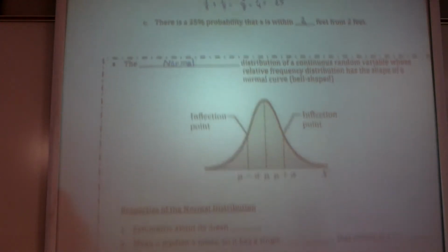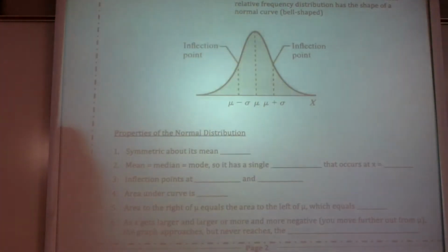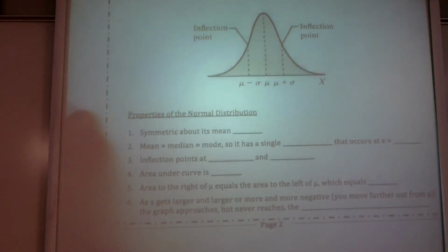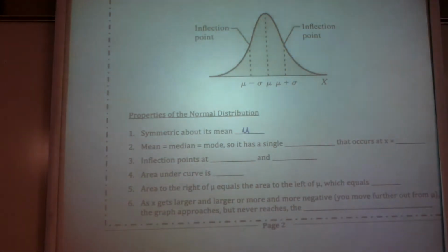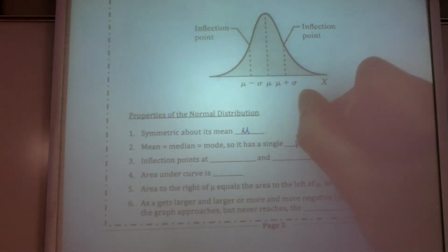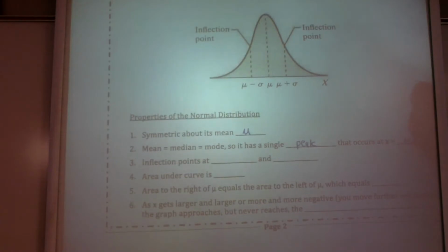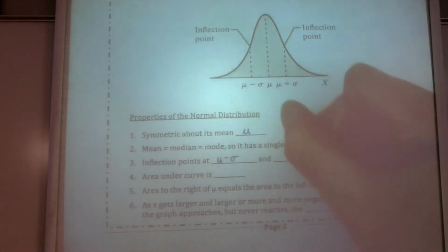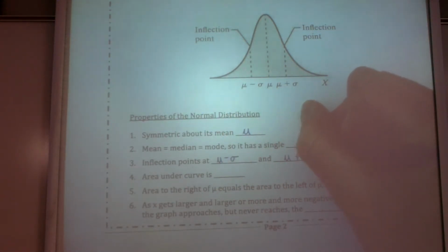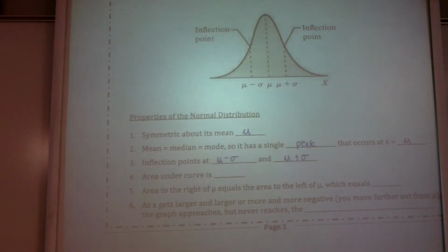Okay, now let's go through and just look at some properties of this normal curve. First off, it's symmetric about its mean mu. Mu is a population mean. That mean is the same as the median, it's the same as the mode, so it has a single peak, which occurs at the mean when x is mu. The inflection points, we already talked about this, are one standard deviation below or one standard deviation above. That's where it changes that steepness from going more down to going more out.